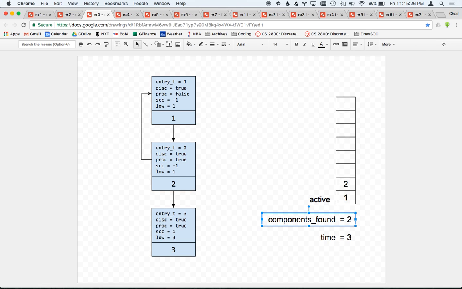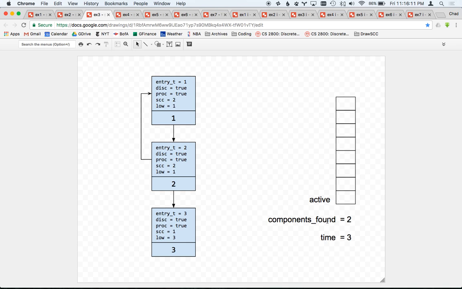We increment the number of strongly connected components by 1, and now we begin popping values off the active stack. We pop vertex 2 off the active stack. That's going to be in strongly connected component number 2, along with the next item down on the active stack, which is vertex number 1. And we set the strongly connected component for vertex number 1 to be 2. And then we have finished. All that remains is to mark processed as true for vertex 1. And we finished the algorithm.